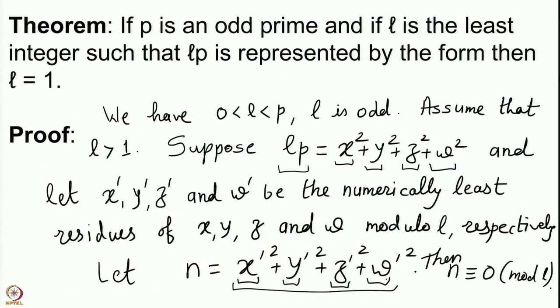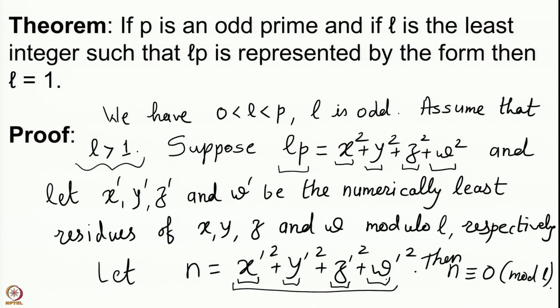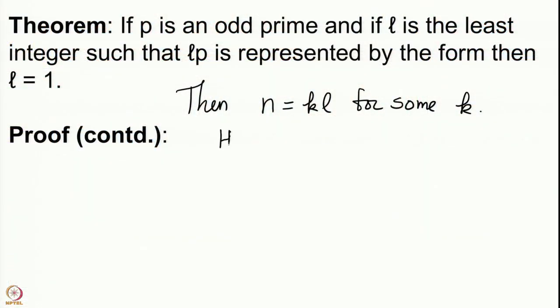If x, y, z, w are 0 mod L, then they are all divisible by L. Then their squares are divisible by L square, the sum will be divisible by L square, and it would mean that this number Lp is also divisible by L square, which would mean that L square divides Lp, so L divides P. But we are assuming that L is not 1 and we also have that L is strictly less than P. So these two conditions tell us that L cannot be a divisor of P. Therefore, first of all, this n is not 0. So the k is strictly positive.